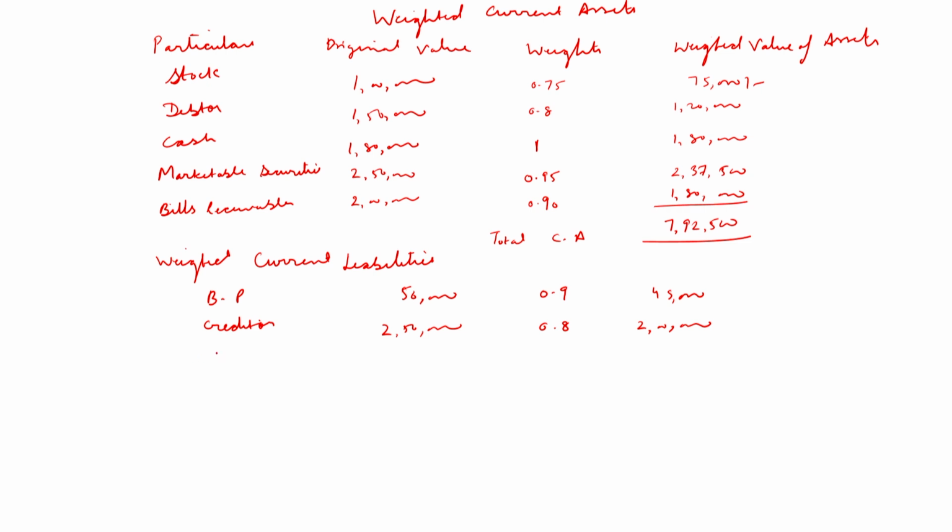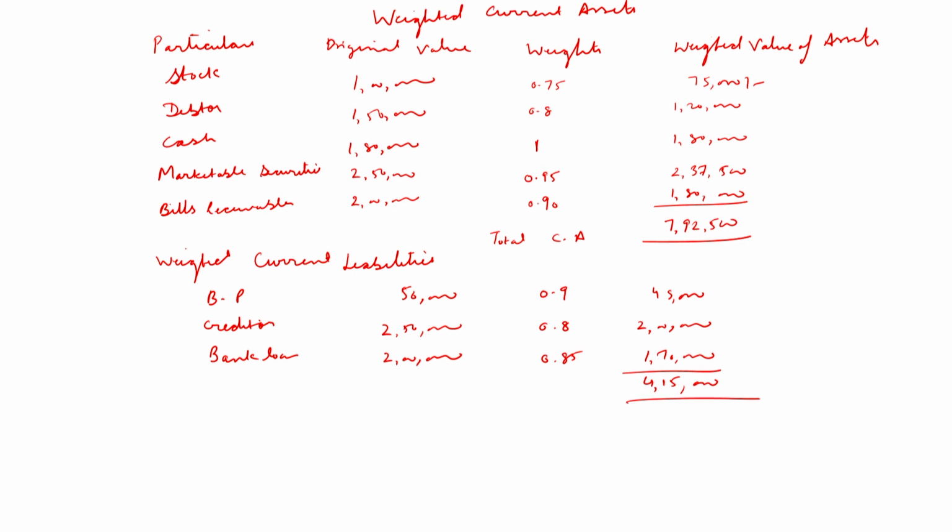Then the bank loan is given a weight of 0.85 because it's an outside liability, so it has to be paid before the creditors. So it is weighted second, and the total comes to rupees 1,70,000. So the total weighted current liabilities in the question comes to 4,15,000.